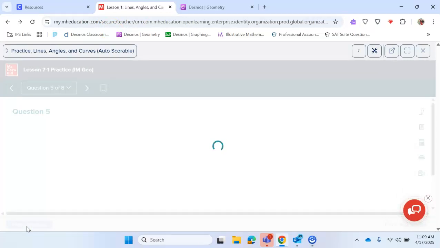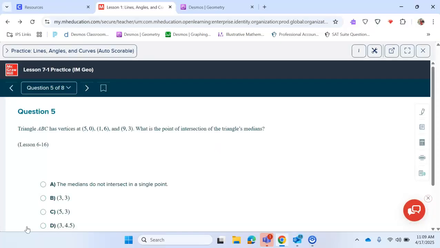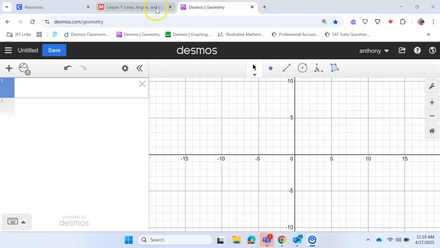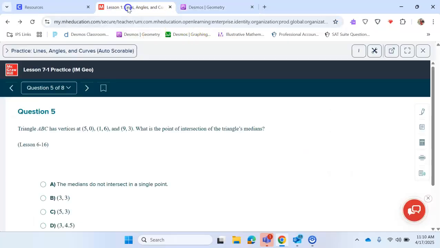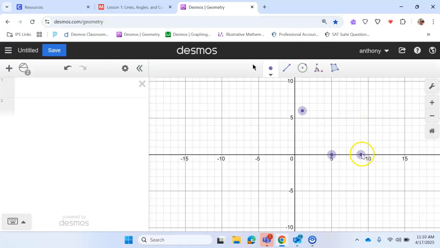Question 5. Triangle ABC has vertices at 5, 0, 1, 6, and 9, 3. What is the point of intersection of the triangle's medians? All right, so 5, 0, 1, 6, and 9, 3, right? 9 right, 3 up.